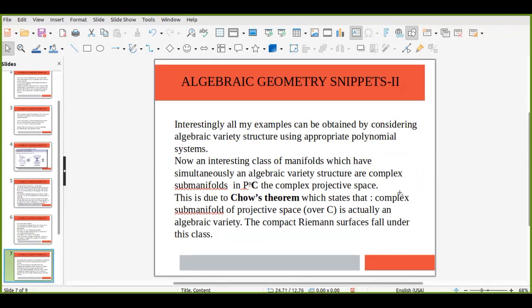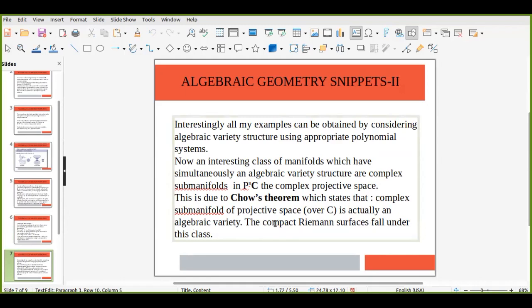Now an interesting class of manifolds which have simultaneously an algebraic variety structure are complex submanifolds in PNC. This came up in today's lecture. This is due to Chow's theorem, which says that a complex submanifold of a projective space over C is actually an algebraic variety. The compact Riemann surfaces fall under this class. All compact Riemann surfaces can be seen to have an embedding in an appropriate projective space. In fact, there are neater examples. What is the lowest dimension in which we can embed compact Riemann surfaces? These theorems are available, and one can look into the literature.